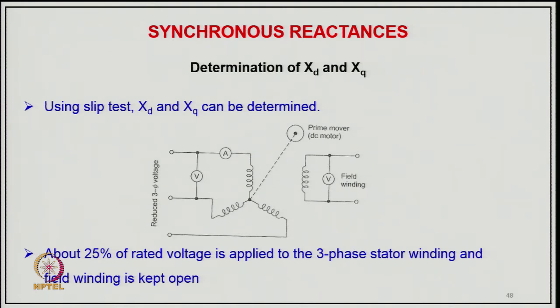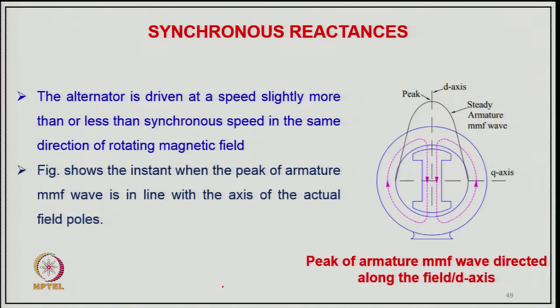Here we are exciting the stator by three phase voltage, and we are observing the voltage and current. The field winding is kept open, and typically about 25% of rated voltage is applied to the stator winding. The alternator is driven at a speed slightly more or less than the synchronous speed in the same direction as the rotating magnetic field. The figure shows the instant of peak of the armature MMF wave in line with the field. The stator field passes through the q axis and d axis, which gives the minimum and maximum current flowing into the armature winding at the very low frequency at which the slip is present.